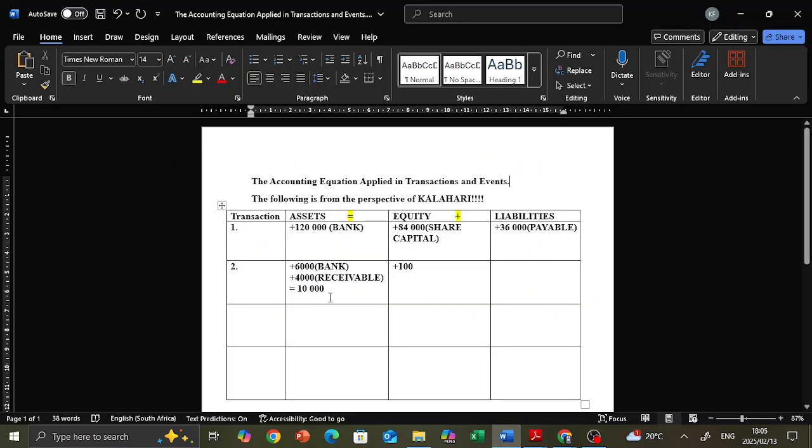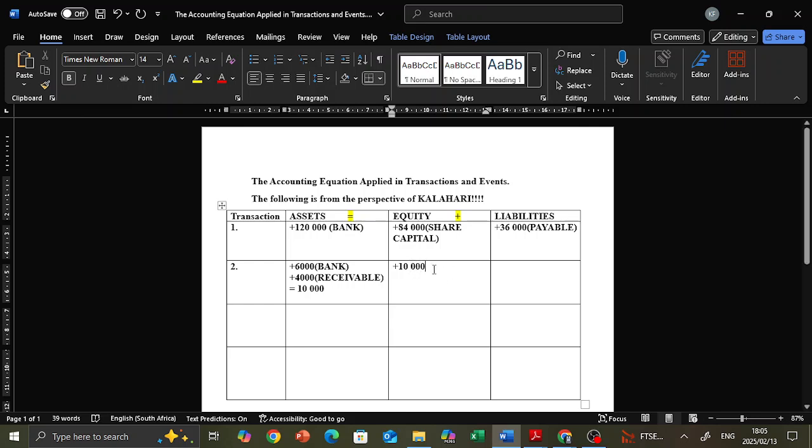So back to the solution, we say plus 6,000 Rand bank. Anything that's focusing on cash, you must name it as bank in your journal entries and when you're doing the accounting equation. And when you present it in your statements, if they say you had a favorable bank balance, you would write it under the line item cash and cash equivalents. You would write your total bank account after considering all the events that happened in the reporting period.